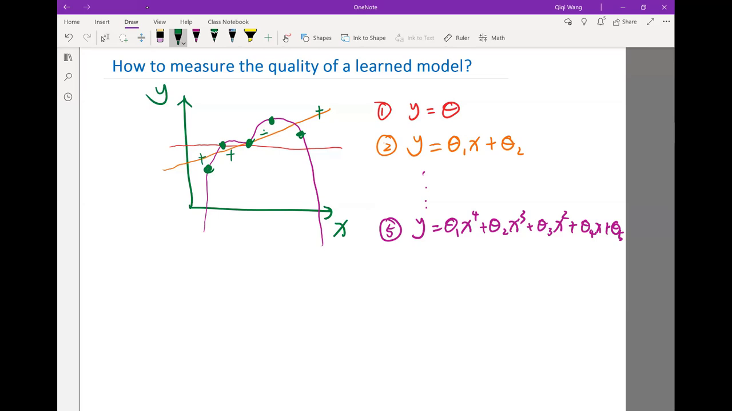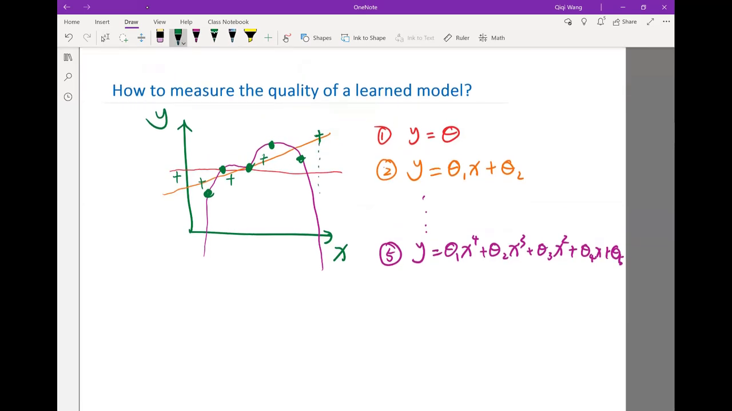So if I look at the fourth order polynomial, as soon as I have any data that lies beyond the scope, the discrepancy between this point and the fourth order polynomial might be extremely large. And it's going to be much larger than the discrepancy between the data not included in the training compared to a first order or zeroth order polynomial. So measuring the quality of a learned model should not be measured against the training set.